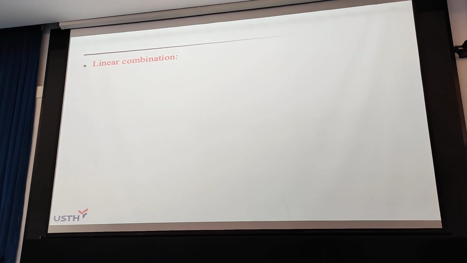So next week we study linear combination, and linear combination will lead to some very fundamental notions in vector space. That is for next week and for the rest of the course. So before we finish, I have something to tell you in Vietnamese.